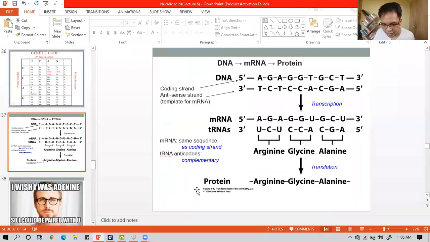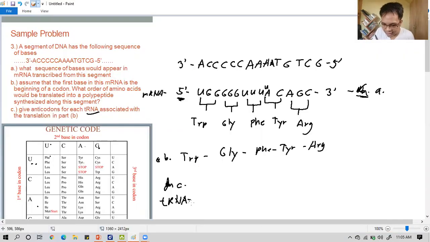Here, oh. There. tRNA is the complementary strand of mRNA. So, that is also 3'. Same thing. So, A, and then 5 C's, 1, 2, 3, 4, 5. And then 4 A's, 1, 2, 3, 4. And then one U, then G, U, C, G. And then 5 prime. So, that is the answer for our letter C.